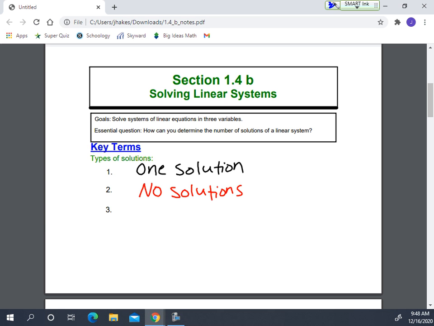It's not two solutions. It's not three solutions. 4, 5, 6. It is infinite solutions. What that means is that no matter what you plug in for your variable, you will always get a correct answer. That is infinite solutions. Okay, let's get into today's lesson.